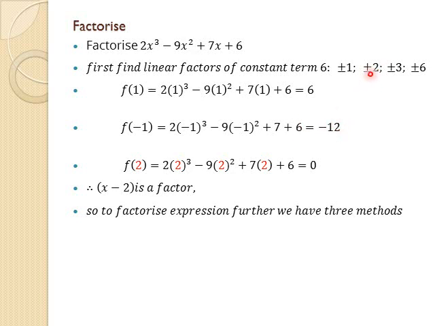If I go to the next linear factor, if I substitute in 2 times 2 cubed minus 9 times 2 squared plus 7 times 2 plus 6, that gives me 16 minus 36 plus 14 plus 6, which equals 0. So therefore I can say x minus 2 is a factor, because when I substitute 2 in, it gives me 0. So I can factorize the rest of the expression because I have the first factor. To factorize a cubic equation, we must always first get the first factor. And now I'm going to look at all three different methods to factorize.